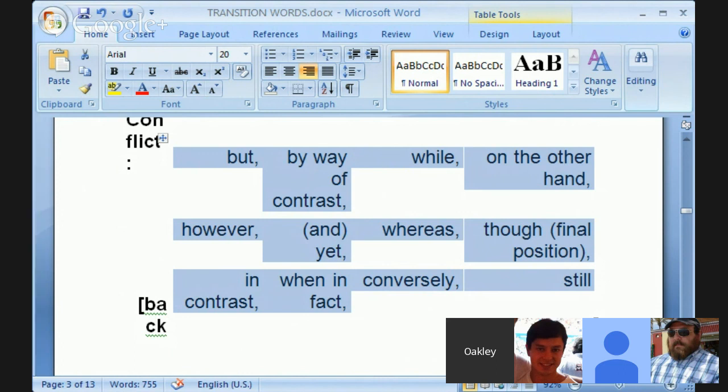For example, organic produce is good for health, but they are very expensive. Okay.